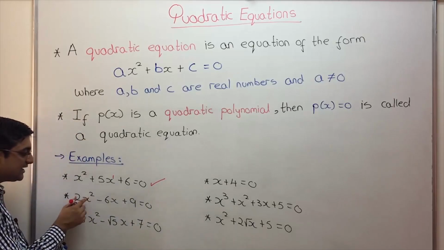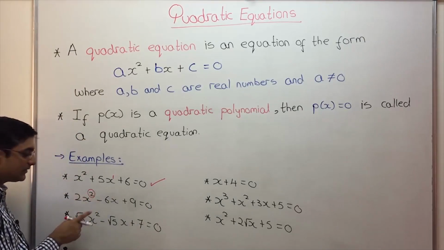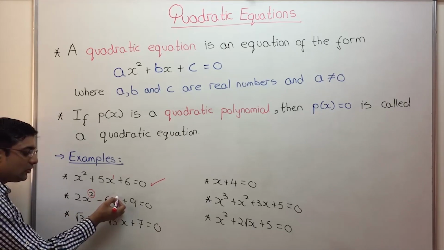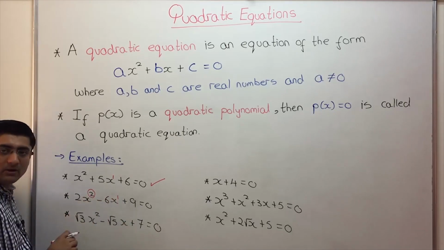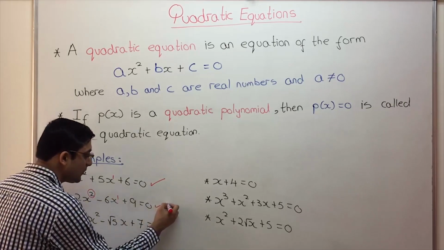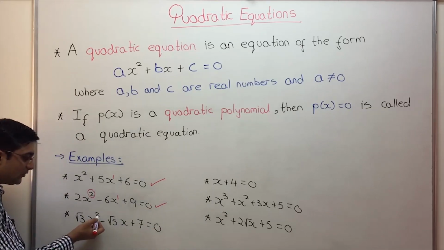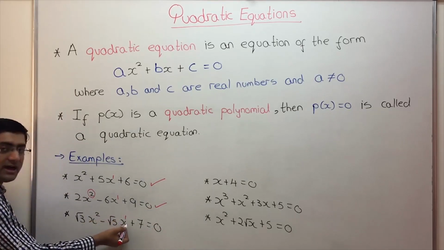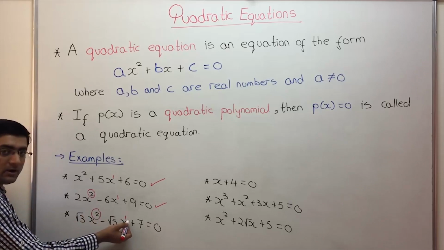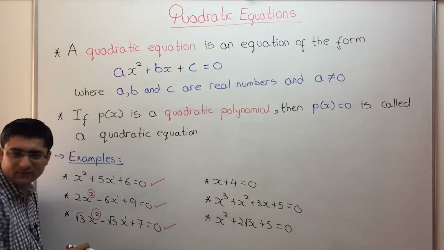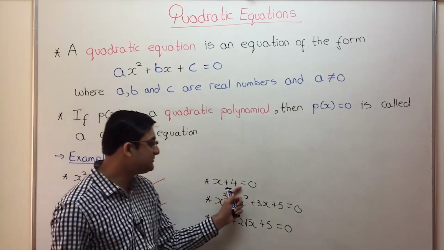Similarly over here, what is the highest power of the variable? It is 2. What is the power of this x over here? No power means 1. Are all the powers whole numbers? Yes. So it is a quadratic equation. Similarly over here, what is the power of x over here? 1. So highest power of the variable is 2. All the powers are whole numbers. So this is a quadratic equation. Simple. Come over here, x + 4.